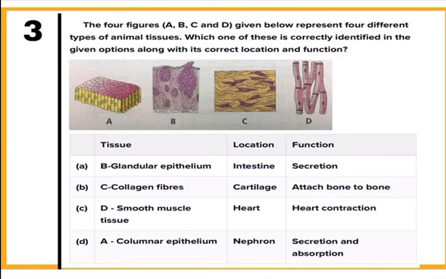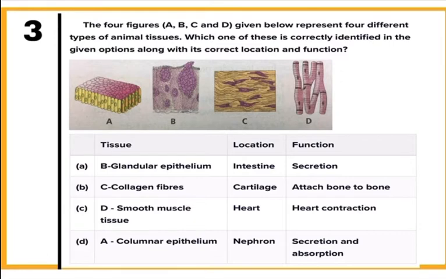Now do the correction in other options also. Option B, tissue C is of dense regular connective tissue where collagen fibers are present in rows between many parallel bundles of fibers. Its location is ligament and function is to attach bone to bone. Also, it is found in tendons which attach muscles with bones.